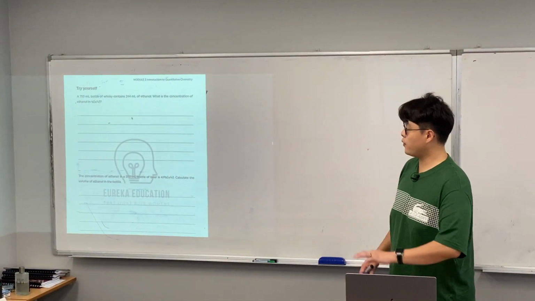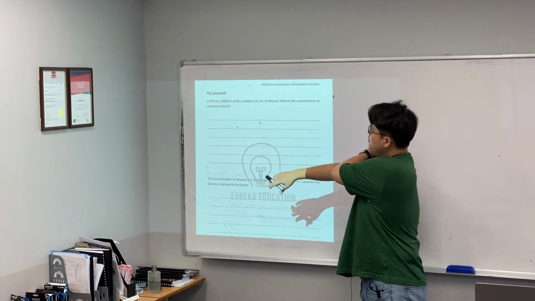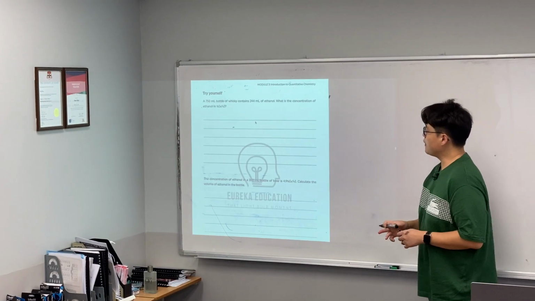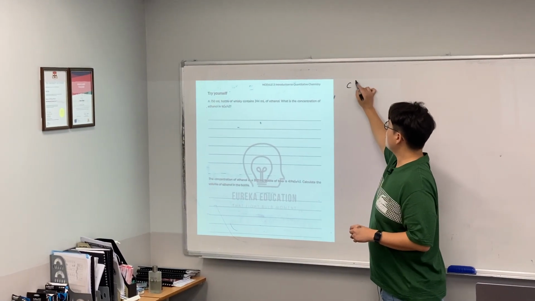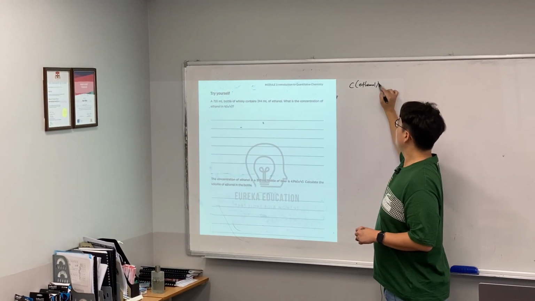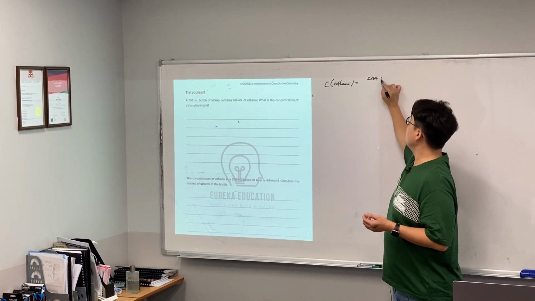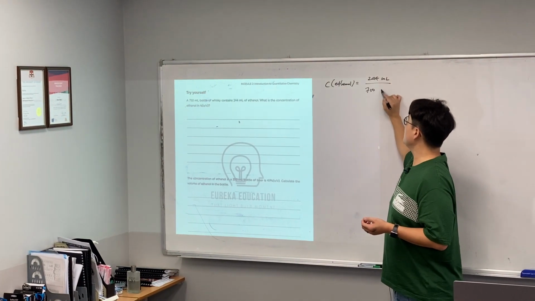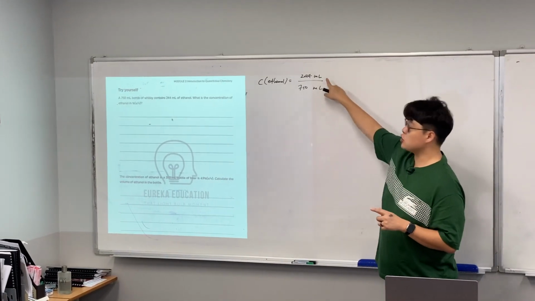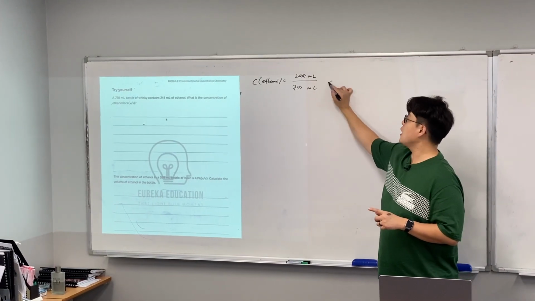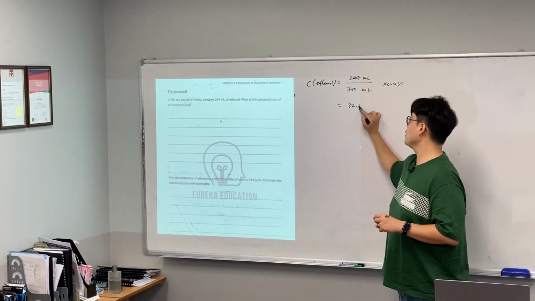Okay, let's have a look at those Try Yourself questions now. One, a 750 mL bottle of whiskey contains 244 mL of ethanol. What is the concentration of the ethanol in percentage? To find the percentage, you put the volume of the ethanol, 244 milliliters, over 750 milliliters. For volume per volume, it is very important that you match the units on the top and bottom, and then simply times 100%. This is how you can find the percentage. That will give you 32.5%.